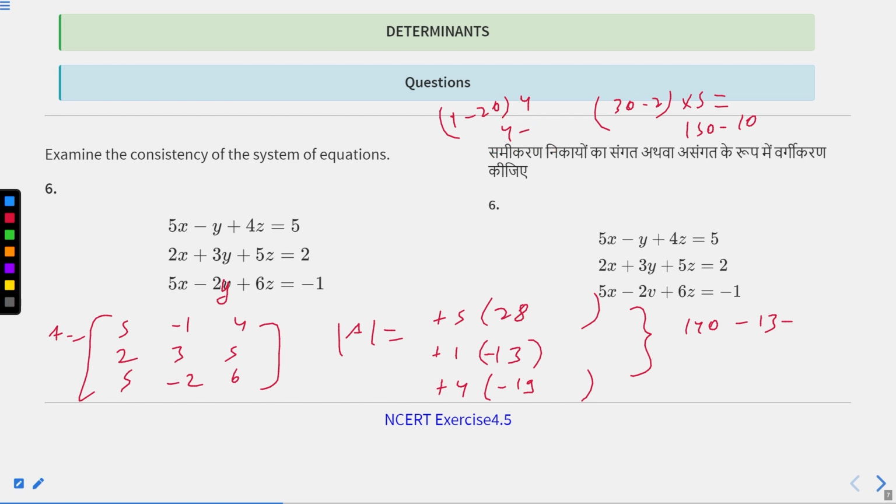This will be 4 minus 80, which means 76. So as you can see, this will be non-zero. This means consistent system. I hope that you understood when we say consistent system, when we say inconsistent system. Okay, clear? Now let us move to the next.